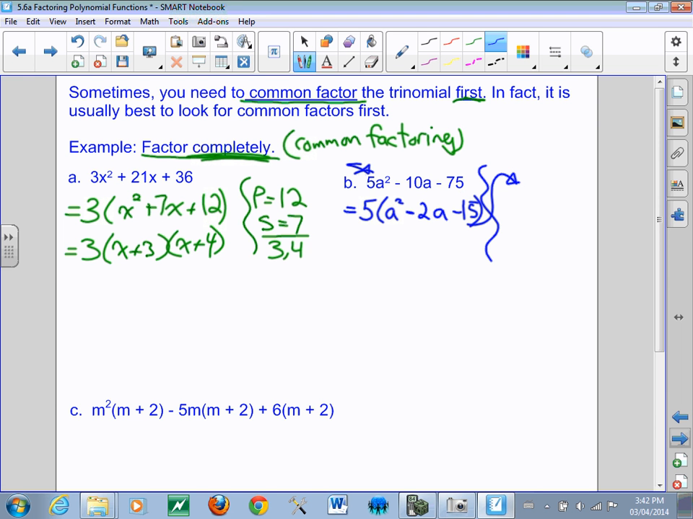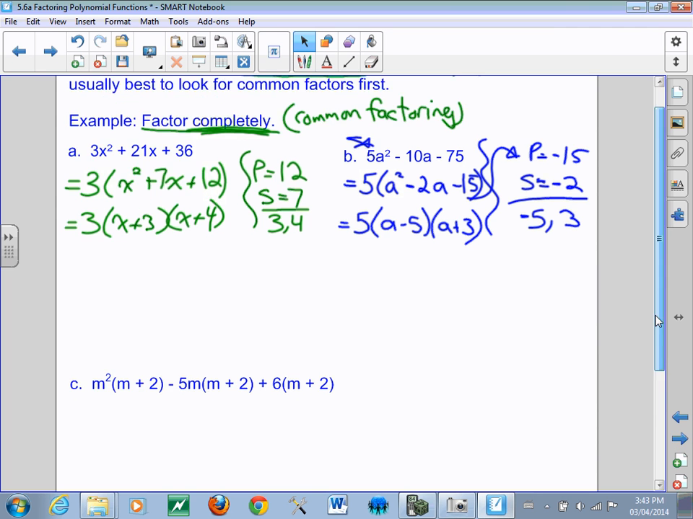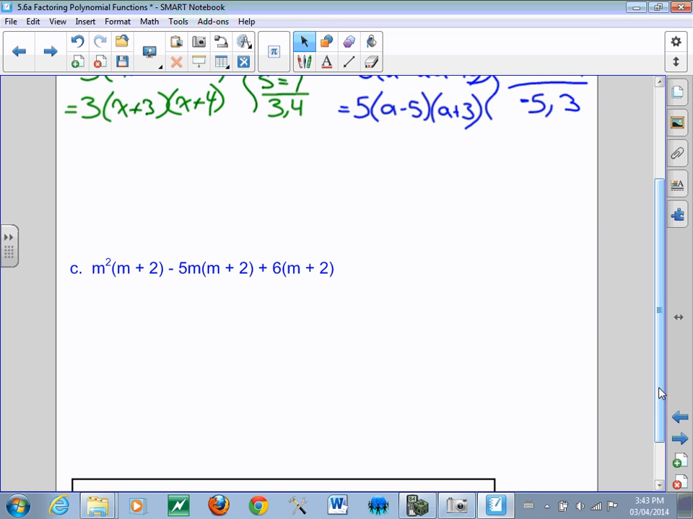Okay, so for now, we're going to take product equals negative 15. Sum equals negative 2. What two numbers do we have? You should have negative 5 and positive 3. So leave the common factor out front. Go a minus 5 and a plus 3. All right. This is a hard one, ladies and gentlemen, but we can do it.